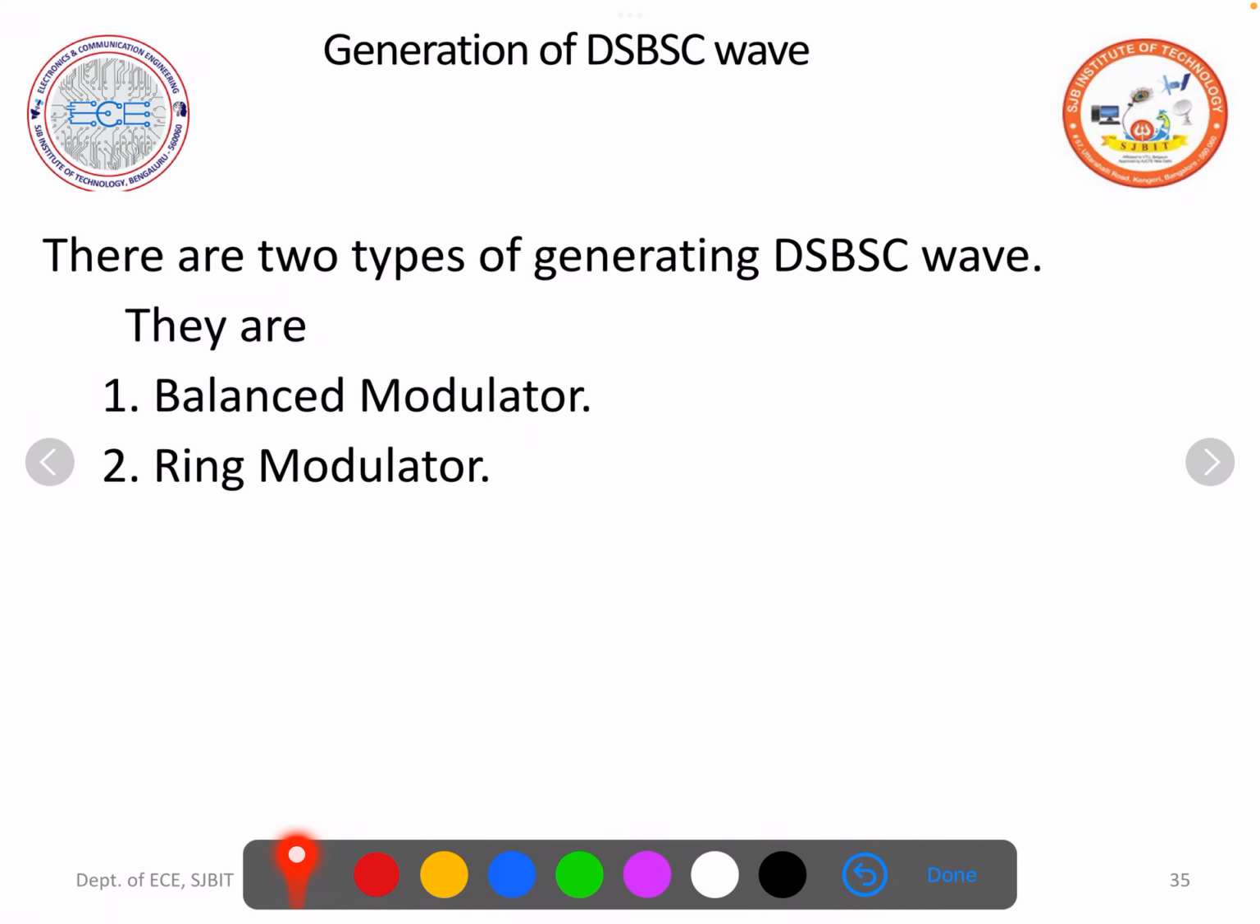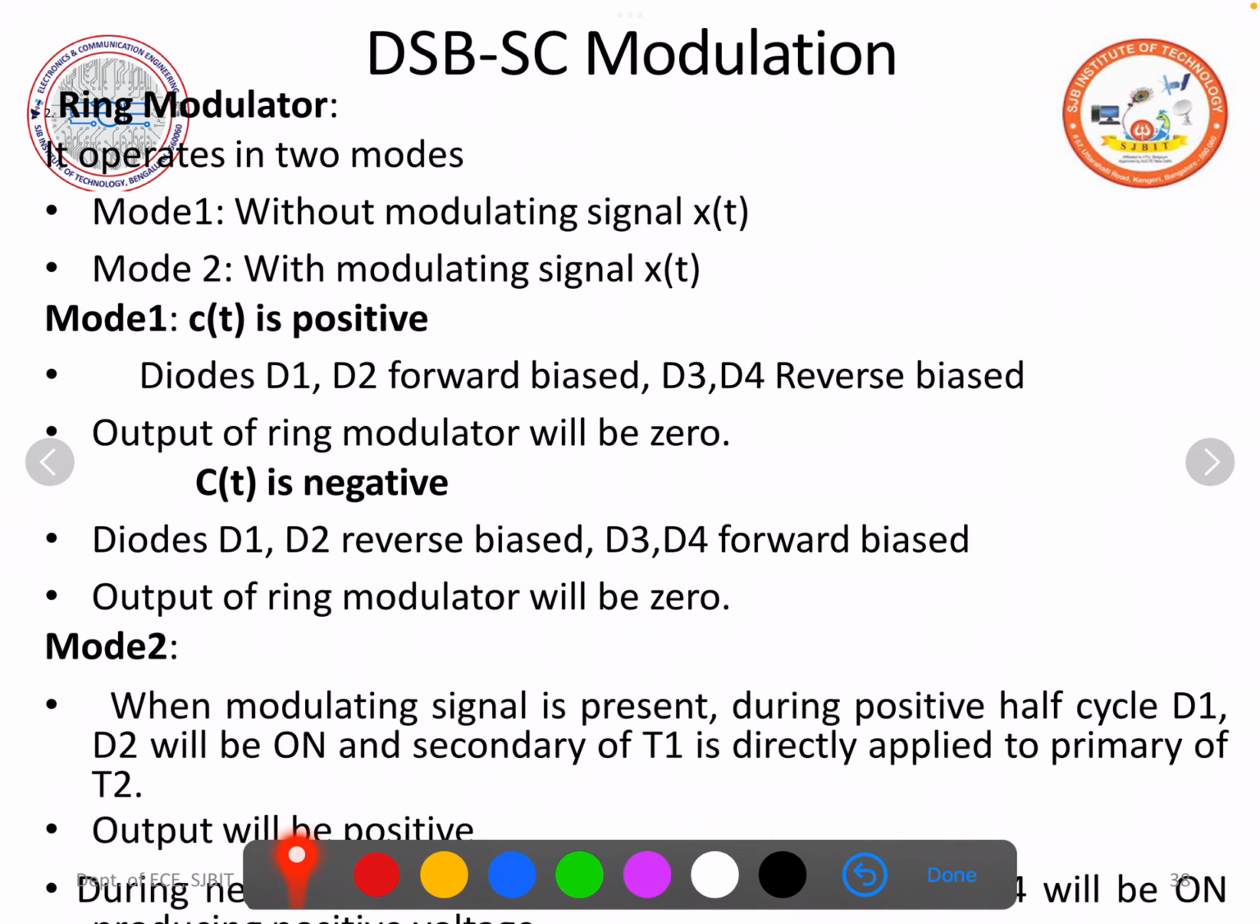There are basically 2 types of generating the DSBSC: one is the balanced modulator, another one is the ring modulator. The balanced modulator is not in the syllabus. So we'll directly jump into the ring modulator.